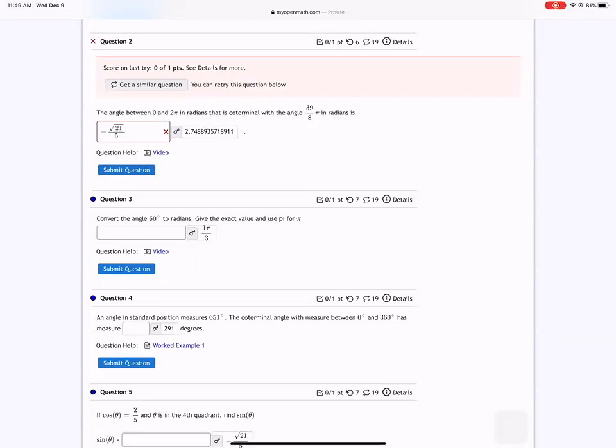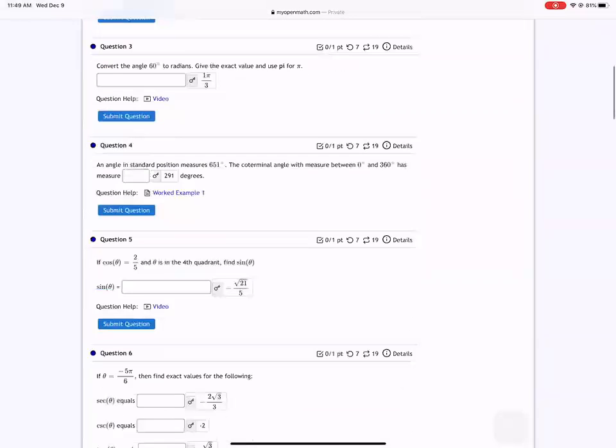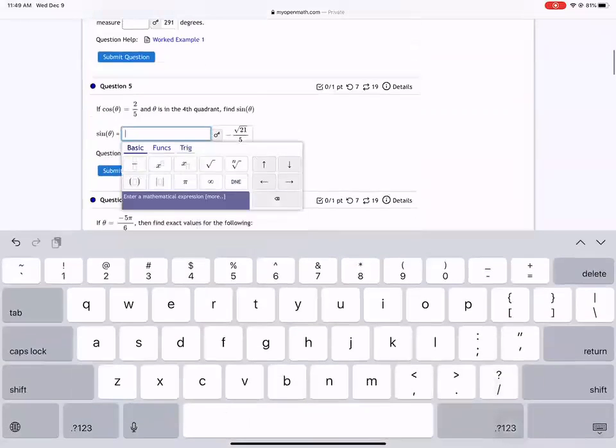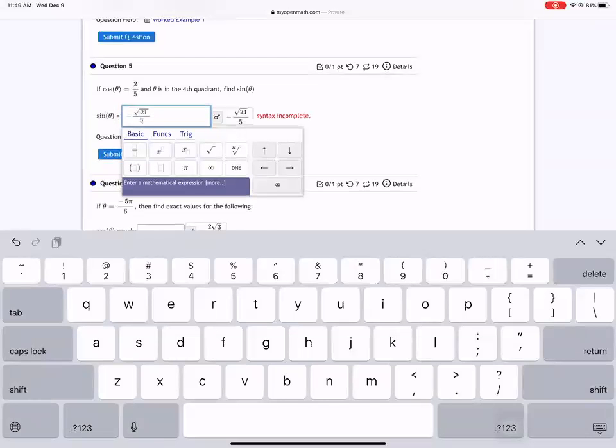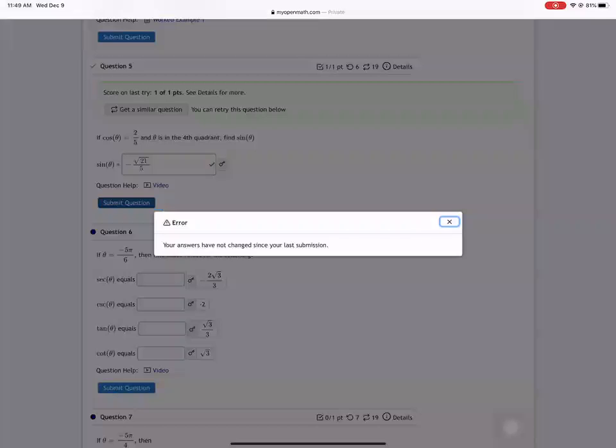Did I say 21? Oh wait, so that was the wrong problem. This one over here. Darn it, this is all being recorded. Negative square root of 21 divided by 5. If I hit submit question, oh my gosh, you have not changed.